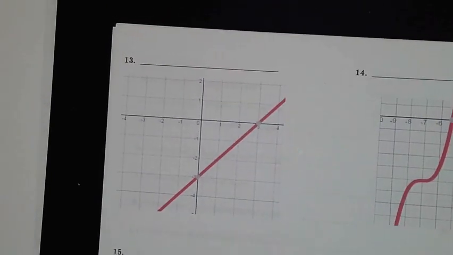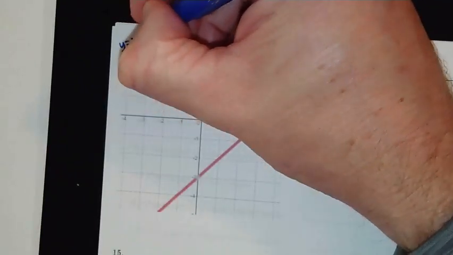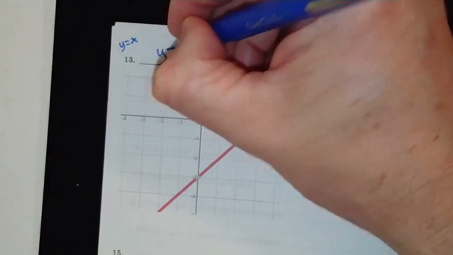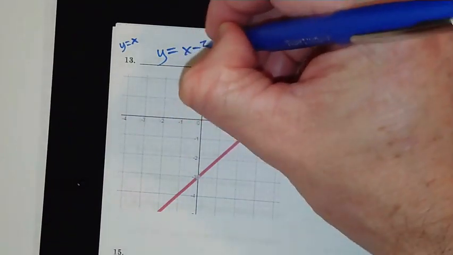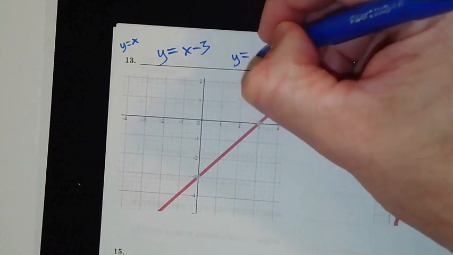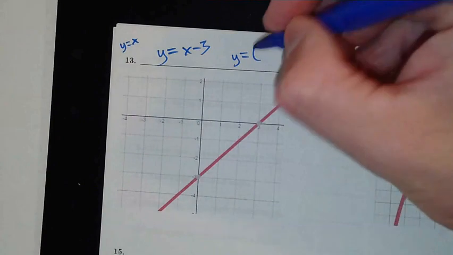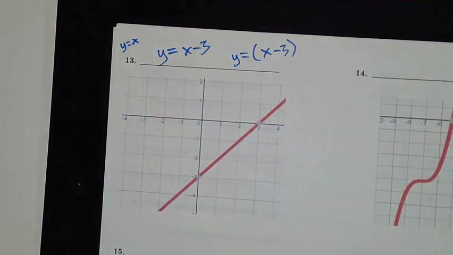13 is kind of an interesting one because we just have a line. My parent function is just y equals x, but then my transformation could be a couple different things. This could be y equals x moved down 3. Or maybe you could think of this as y equals, and I'll replace the x. If I want to move it to the right 3, I could replace that x with an x minus 3. But of course, we get the same thing both ways.